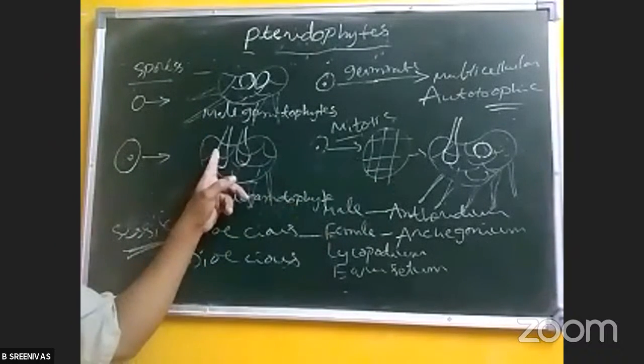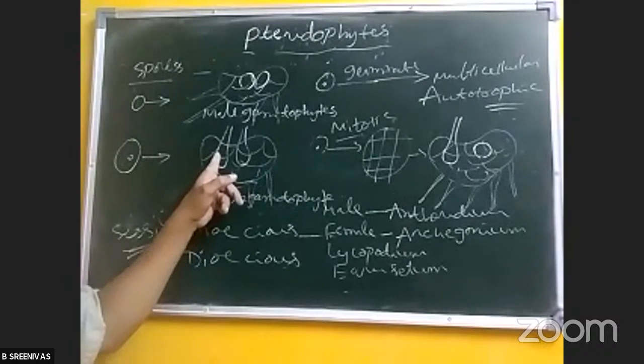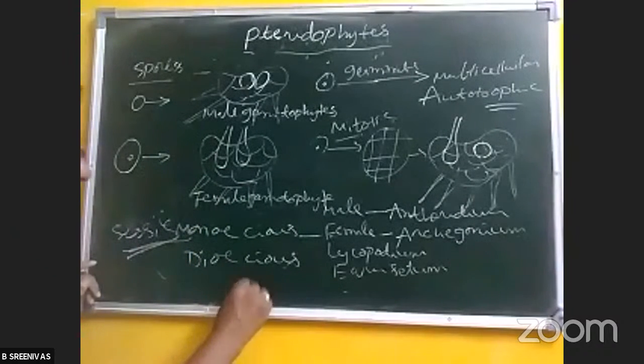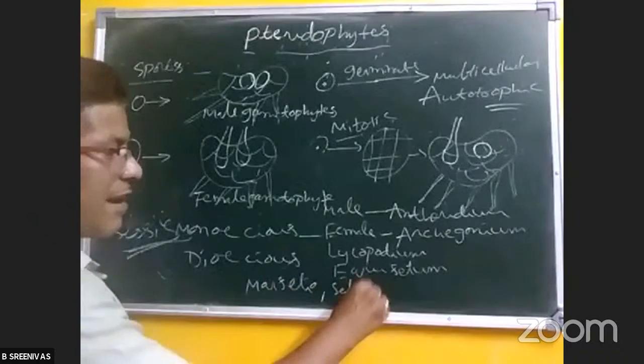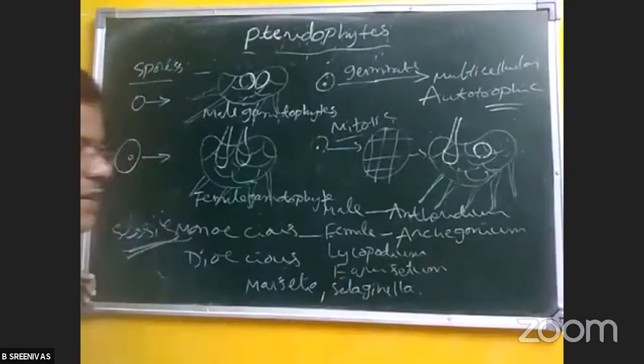Monoecious and dioecious. Example for dioecious? Marsilea and Selaginella. So for dioecious, Marsilea and Selaginella. Are you clear with this? So note it. Make it fast. You are sending the message very late.